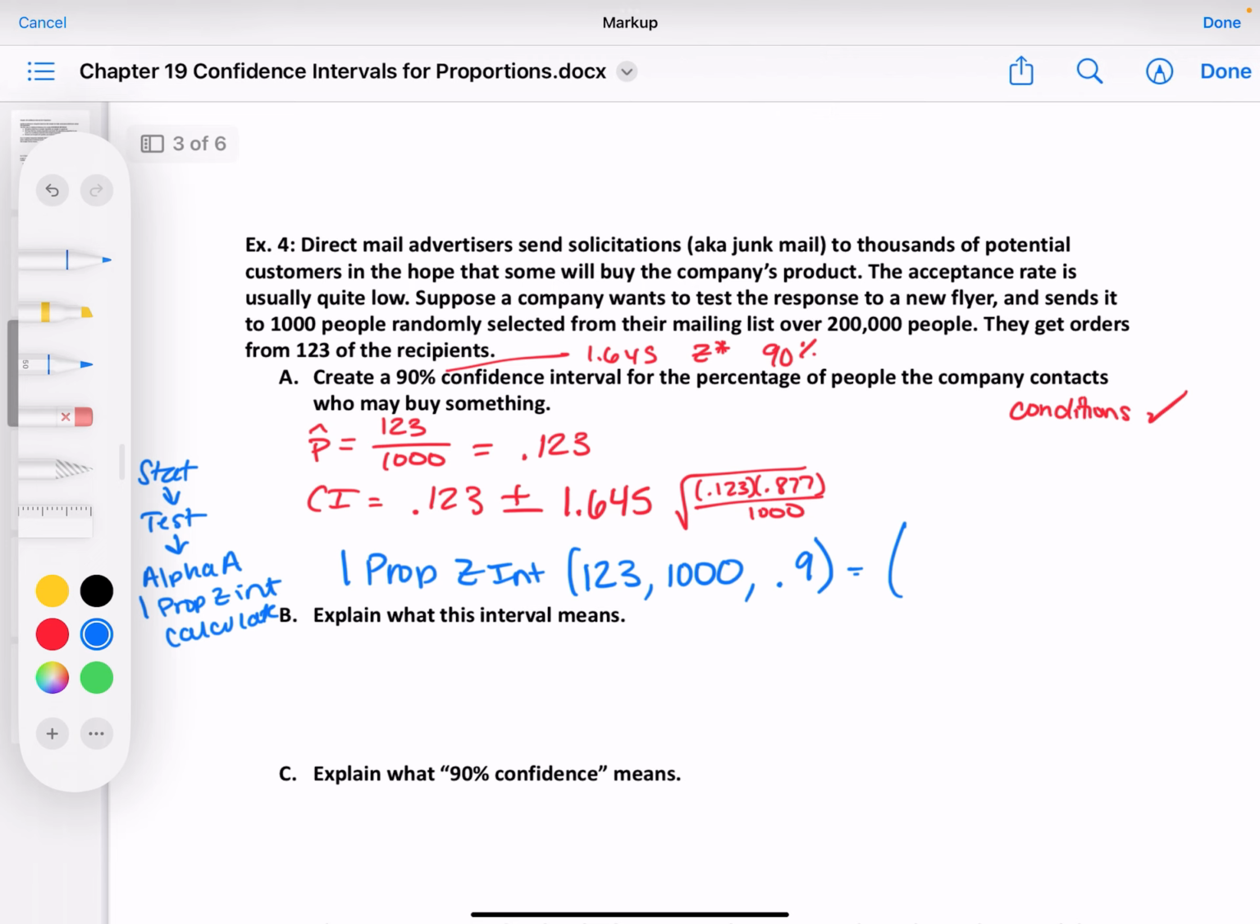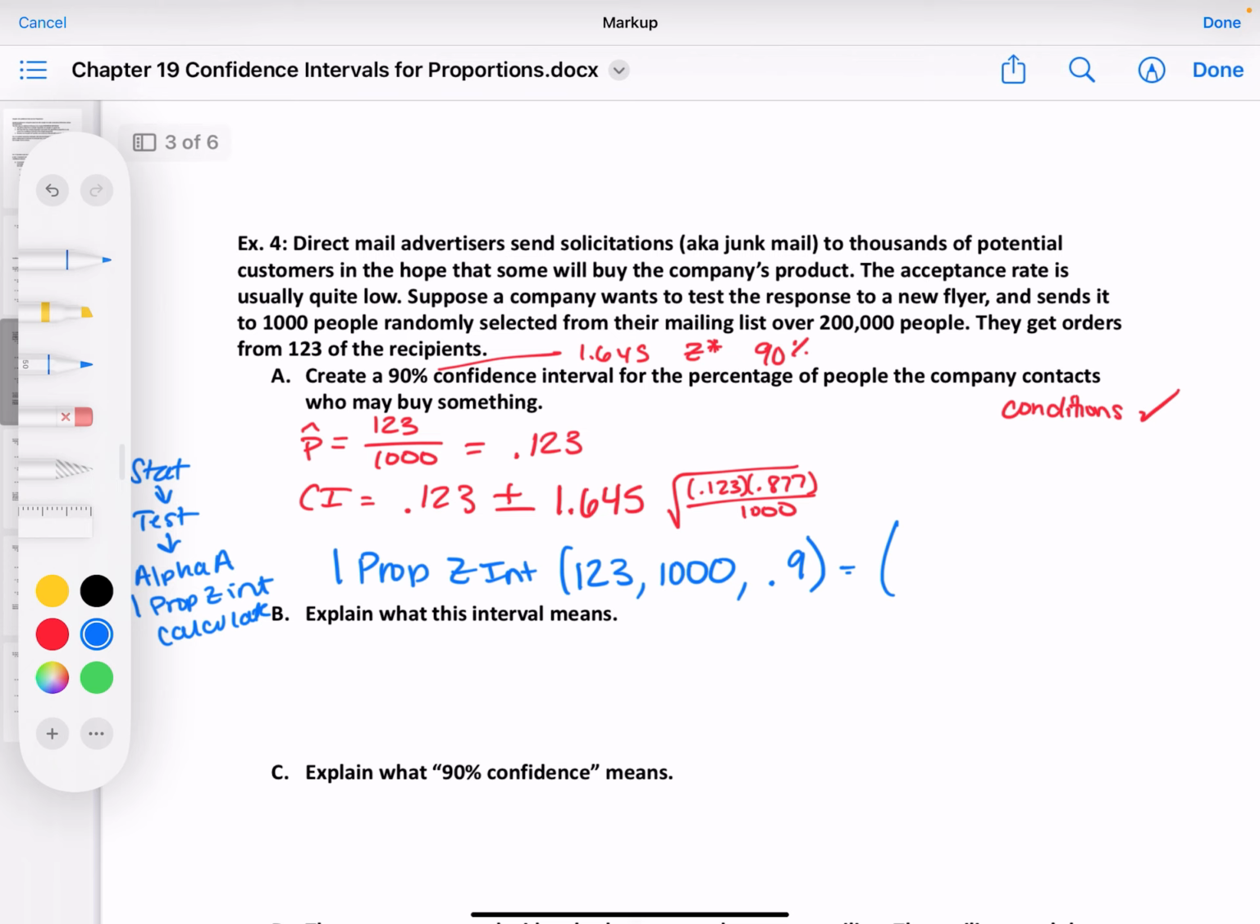Oh wait, no. I'll say this shouldn't be a decimal, it should just be 1, 2, 3, like 123, the first value that you put in. It's doing it as if you haven't solved it yet. So we get 0.10592, comma 0.14008. I'm just going to round it like that. You can either do it as decimals this way, or what you're ultimately going to use when writing the conclusion would be 10.6% and 14%.